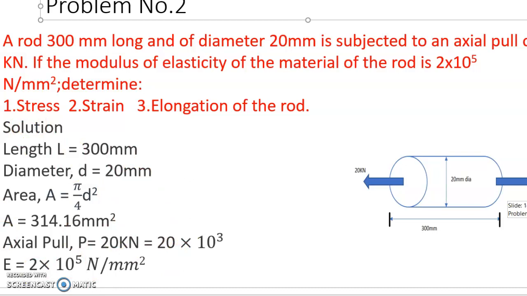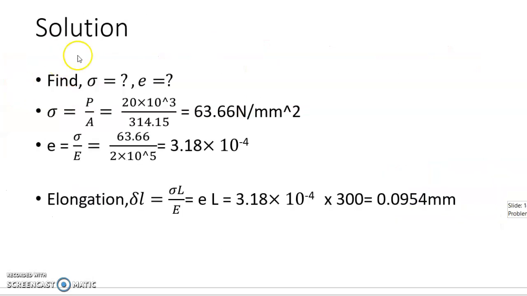So next, we are going to calculate stress and strain. So what is the stress value? Stress is equal to P by A. Yes. So 20 into 10 to the power 3 divided by 314.15. So that is 63.66 Newton per mm square. Stress value. Strain value has no unit. Remember this always. Strain has no unit. 63.66 divided by 2 into 10 to the power 5, that is equal to 3.18 into 10 to the power minus 4. Please check the calculations, okay?